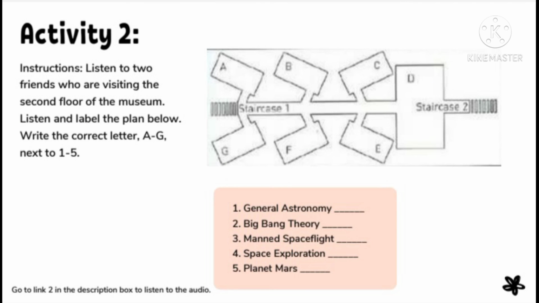Let's go with our second and last activity. In this activity, the instructions say that you need to listen to 2 friends who are visiting the second floor in the museum. Listen and label the plan below. Write the correct letter A to G next to 1 to 5. The audio for this last activity, you can find it also in the second link in the description box of this video.